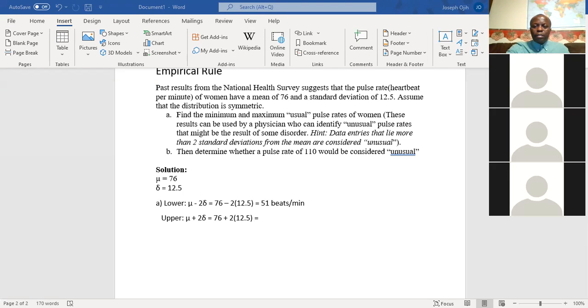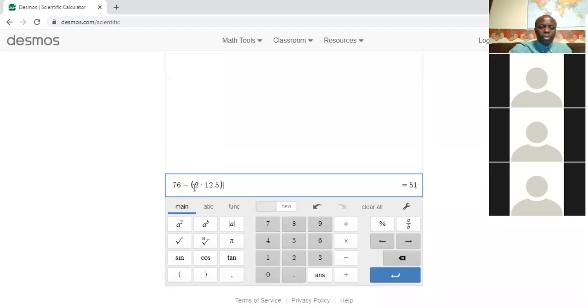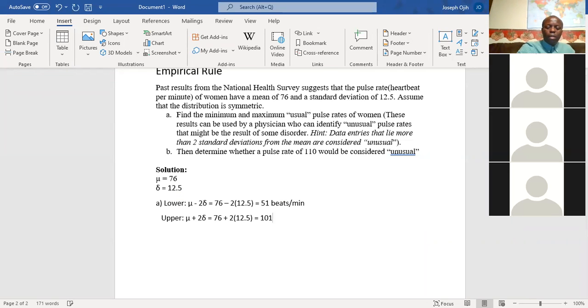So now we're going to have this. Let's put this in the calculator. Make it a plus sign. That gives 101. So I'm going to put 101 here, 101 beats per minute. So now, with this, we have answered the question. You say find the minimum and maximum. So this one is the minimum here. This is the minimum.